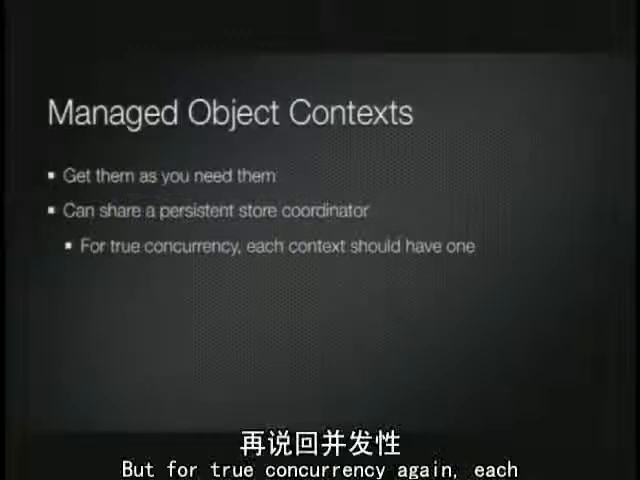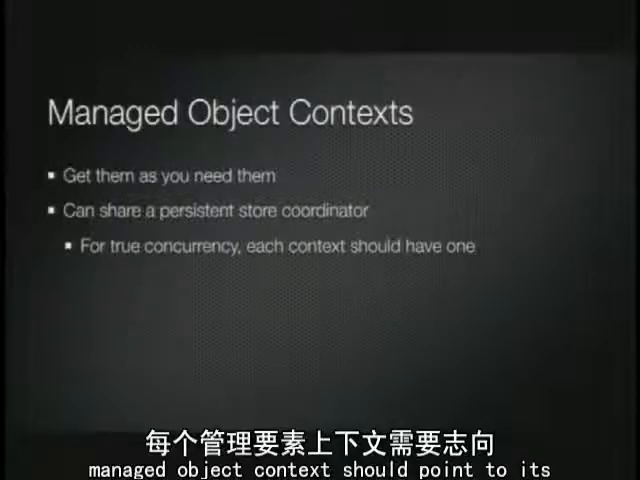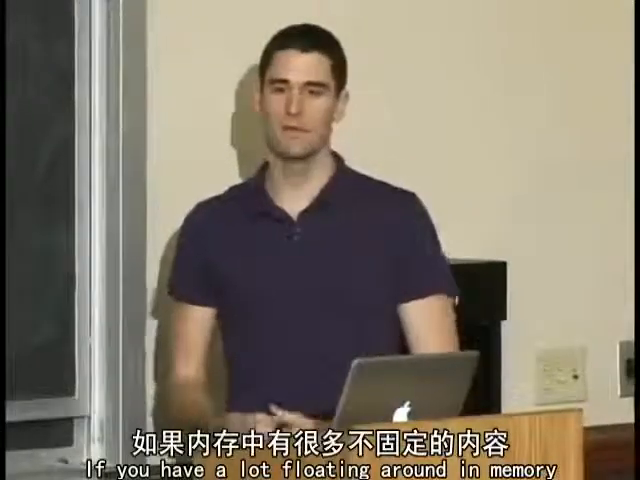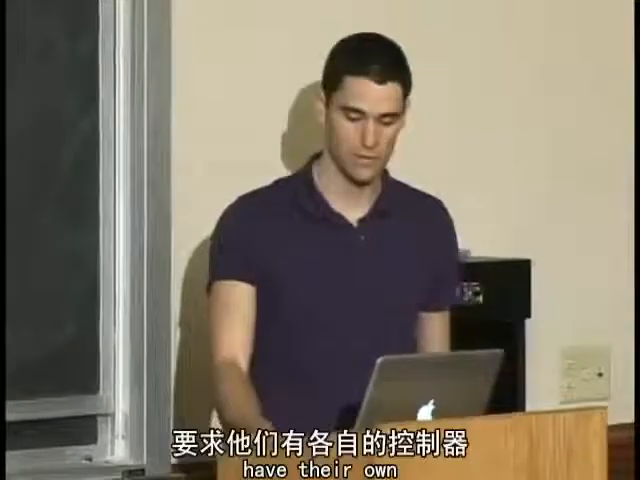But for true concurrency, again, each managed object context should point to its own persistent store coordinator. If you have a lot floating around in memory, then they can obviously share one. But for real concurrency, they should each have their own.